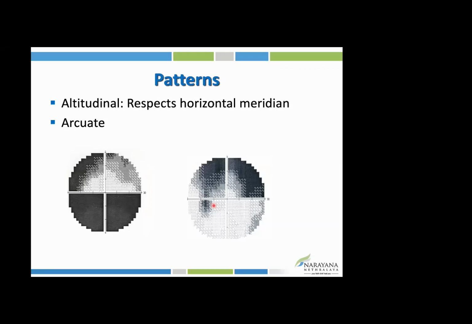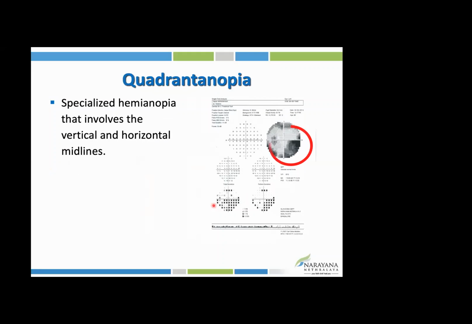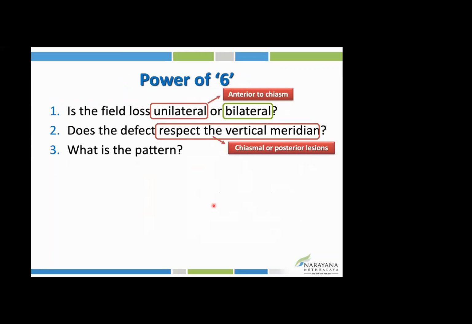And then what is more common in neurological fields is hemianopia, the defect that involves the field either to the left or right of the point of fixation. This does not cross the vertical meridian. And a specialized hemianopia is a quadrant anopia that lies between the vertical and the horizontal midlines. So now comes the fourth question.